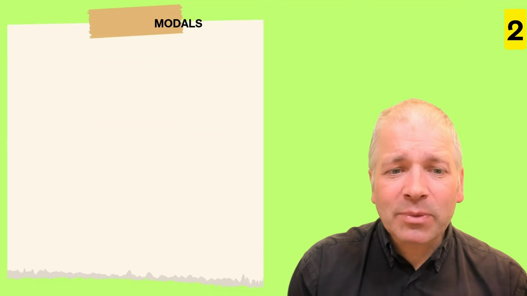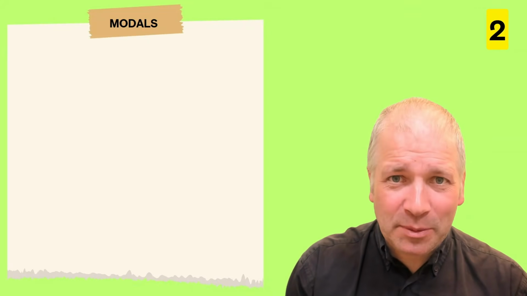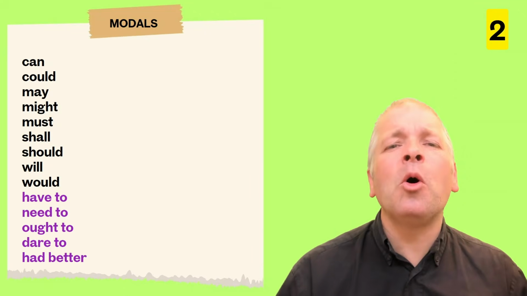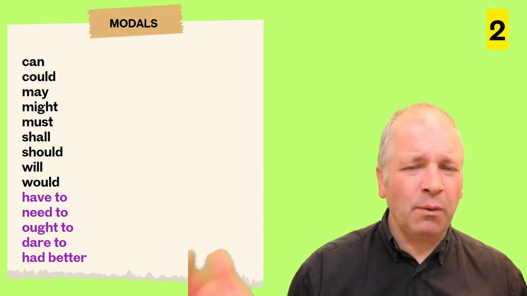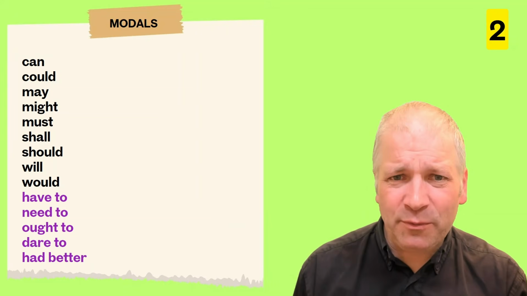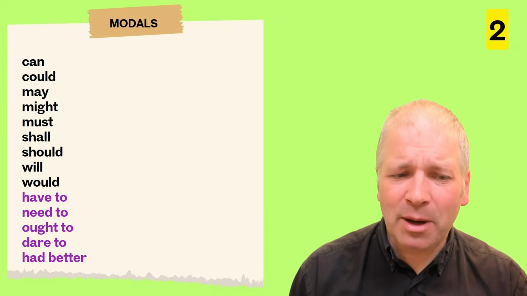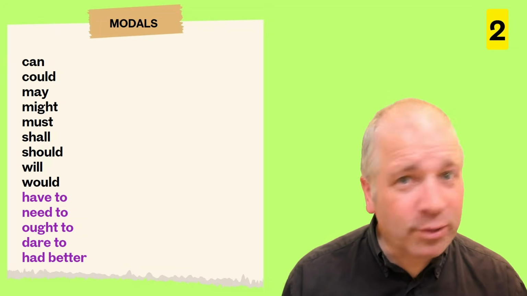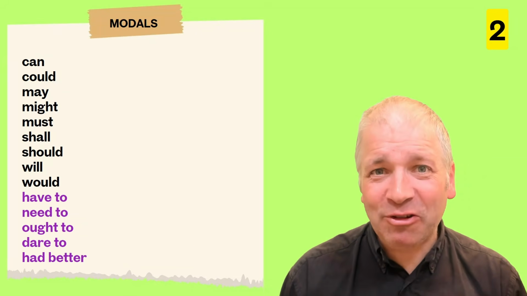Number 2 is modal verbs. Modal verbs look like these. The ones in black are pure modals because they exist on their own before a verb infinitive. Can, could, may, might, must, shall, should, will, would. I've got hundreds of rules for modals. I'm not going to teach them all here.